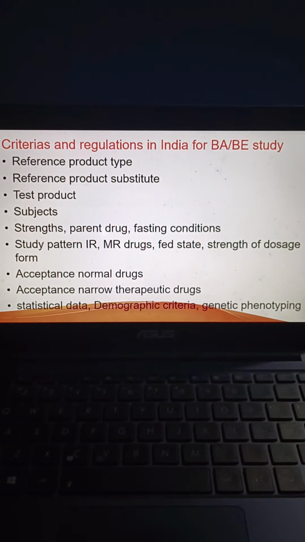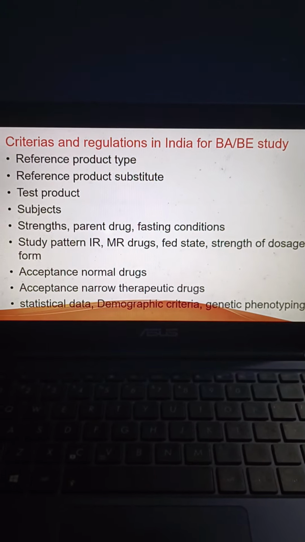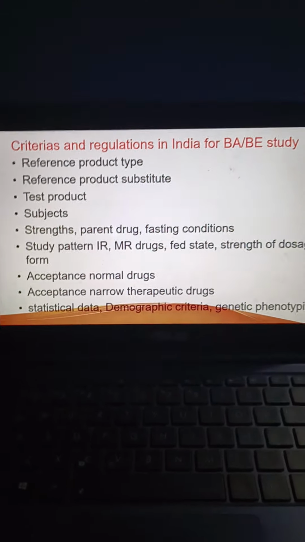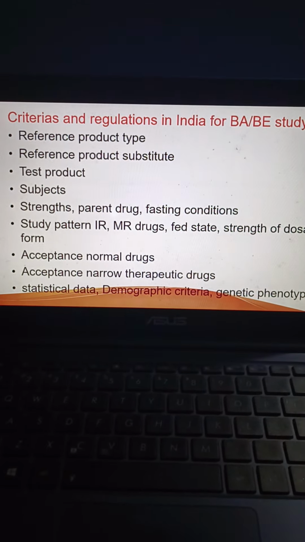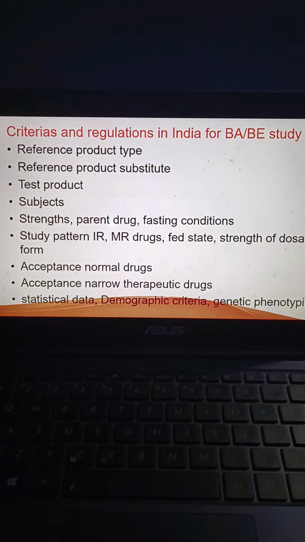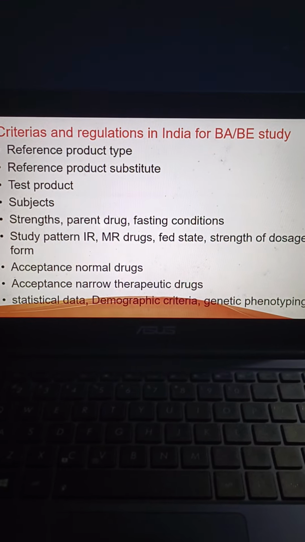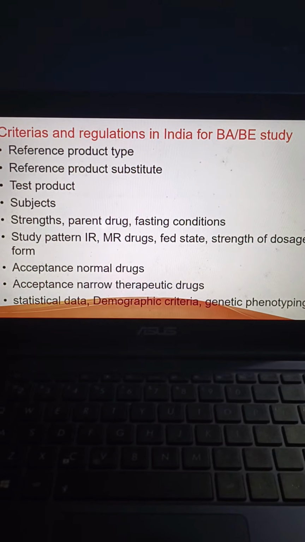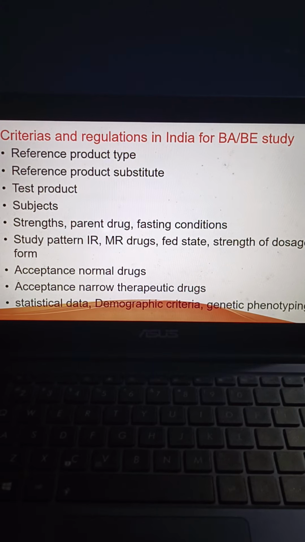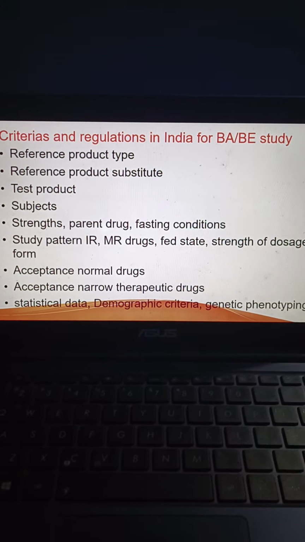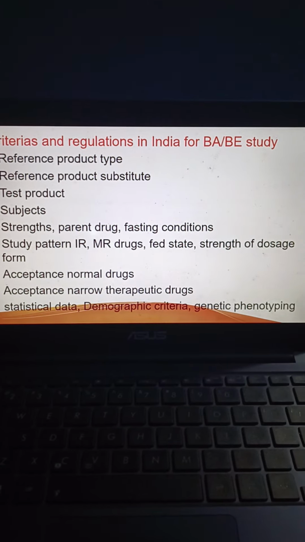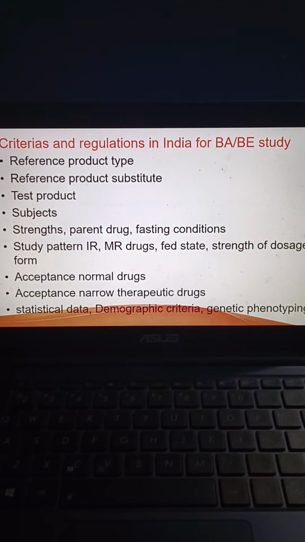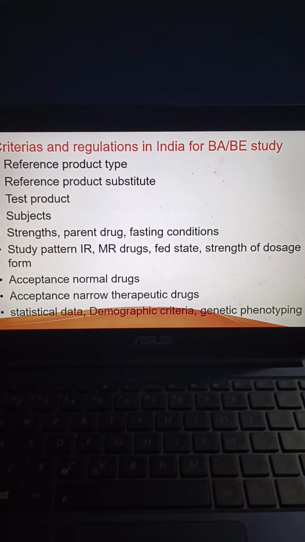Then criteria and regulations in India for BA/BE study: reference product type, reference product substitute, test product, then subjects, then strains, parent drug, fasting conditions, study pattern, IR and MR drugs, fed state, immediate release and MR drugs, fed state, strength of dosage form, acceptance for normal drugs, acceptance for narrow therapeutic drugs, statistical data, demographic criteria, genetic phenotyping.